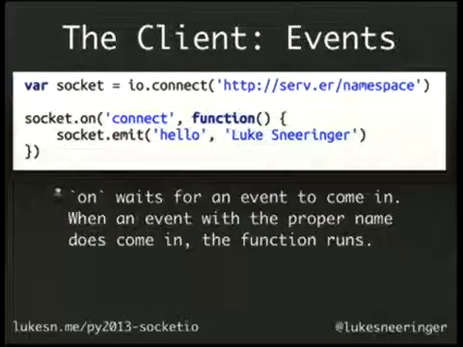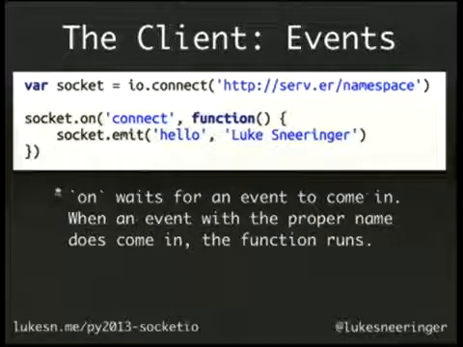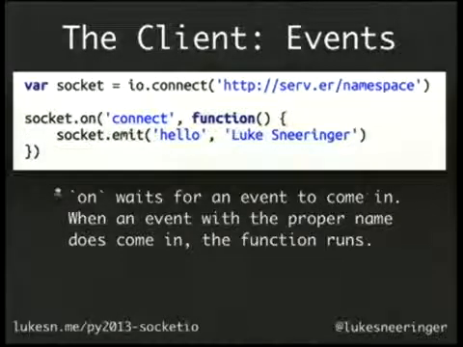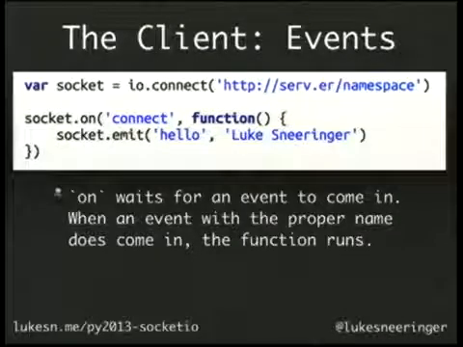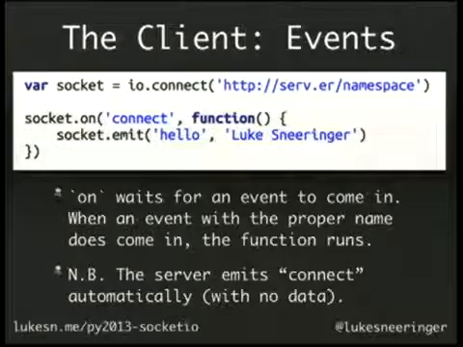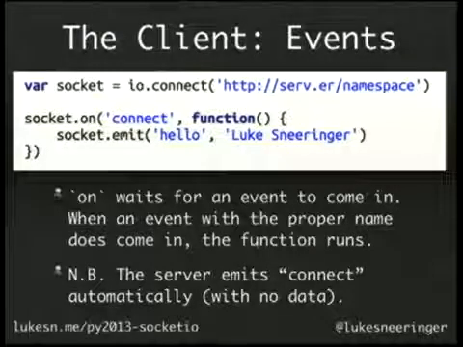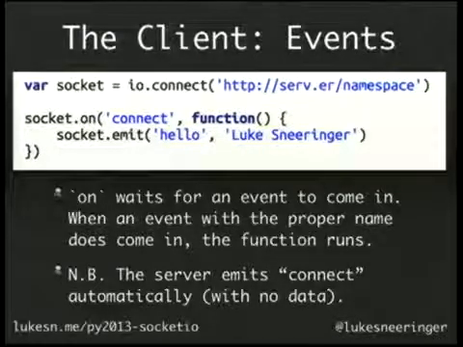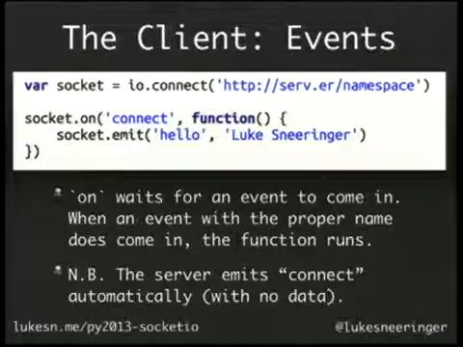On waits for the event to come in. When the event does come in, the function runs. If an event comes in and there are no registrants, no functions registered to run on the on event, then nothing happens. If something comes in and it has 2 registrants, they both run. Order is not guaranteed. As a quick note, the server will actually emit connect automatically with no data when you successfully connect. You'll automatically get that connect event, which is great for testing, and for lots of production reasons too.